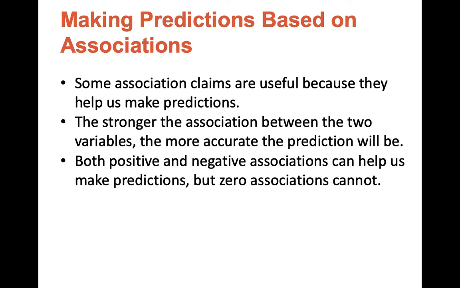Association claims are useful because they help us make predictions. Prediction is using an association to make an estimate. We don't necessarily know what will happen in the future, but the stronger the association between 2 variables, the more accurate prediction we'll have.